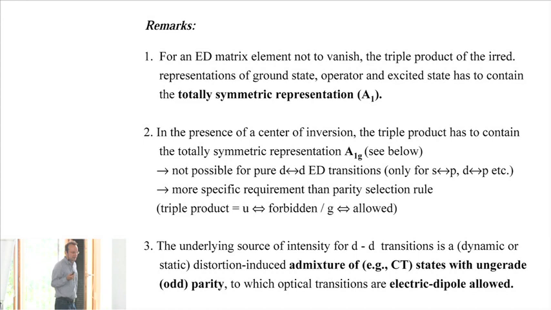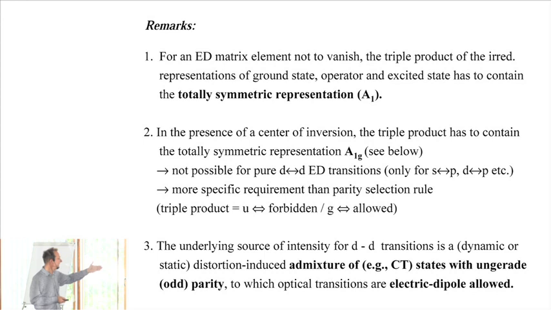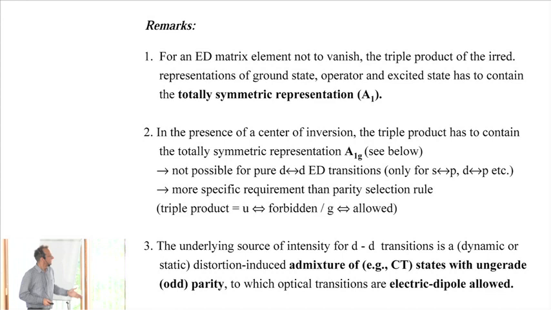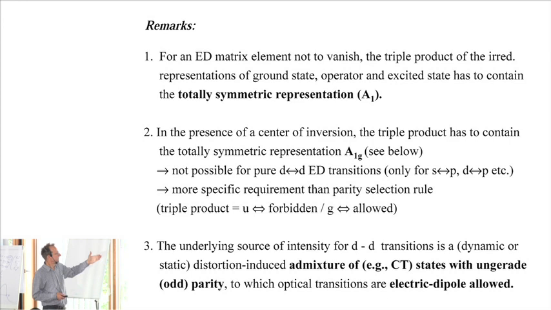And in the presence of a center of inversion, this has to be A1g, so more specific, which is not possible for pure d-d transitions, only for s-p or d-p or whatever. And this is the more specific requirement by just the parity selection rule, which corresponds to the default selection rule.